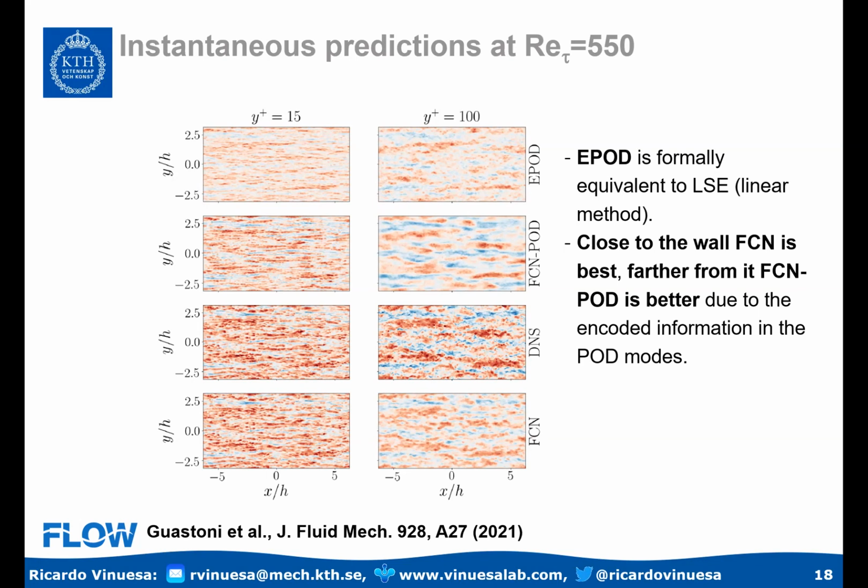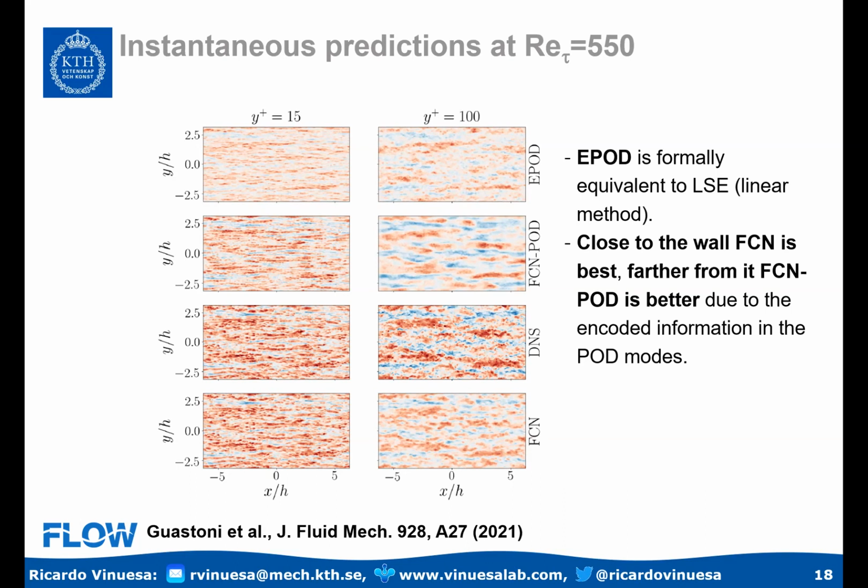And the FCN-POD, the one based on the POD approach, performs better far away from the wall. So basically, these two panels is what I'm comparing now. It turns out that close to the wall, doing POD is not really worth it because you're just better predicting the whole field directly. But farther away from the wall, since the flow is dominated by fewer, very large scale streaks over there, those can be modeled more effectively with POD.